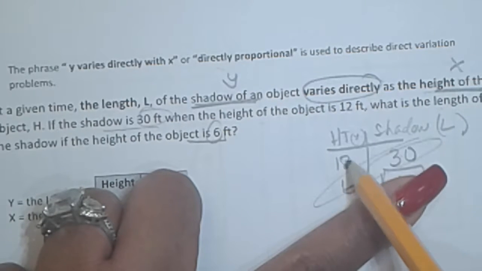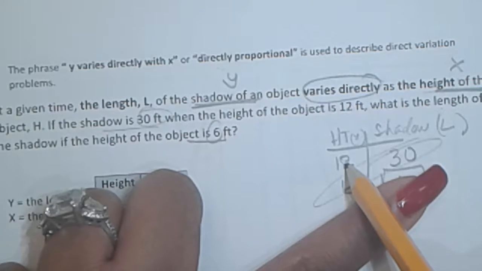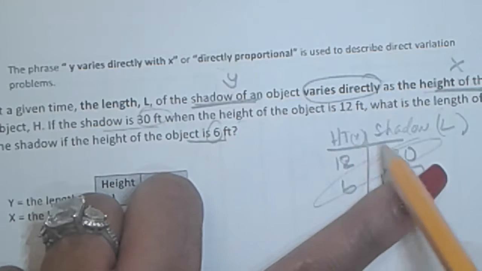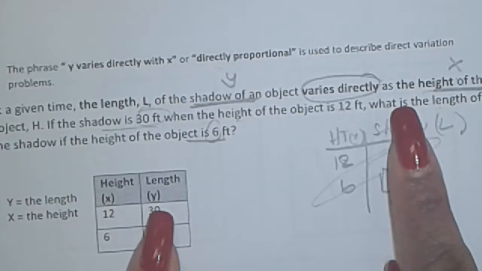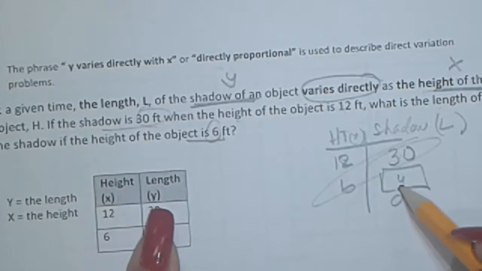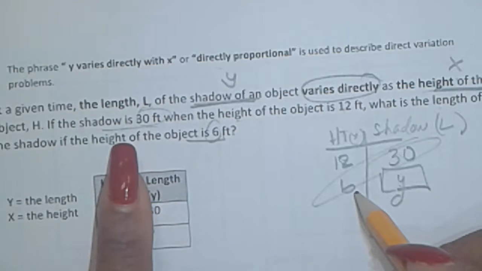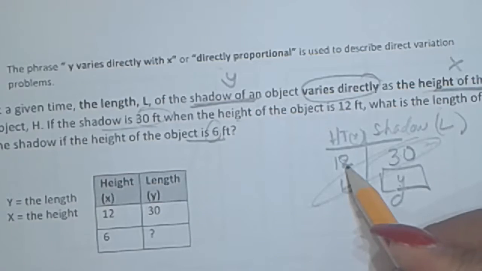You have to put the x and the y in the same row, okay? So this 30 belongs to that 12, and how do I know that? Because it says the shadow is 30 feet when the height is 12. Okay, be careful about that. And then it asks for the length, so I don't know the y, but I do know it's 6 feet in height. Cross multiply and then divide by 12 and you get 15.